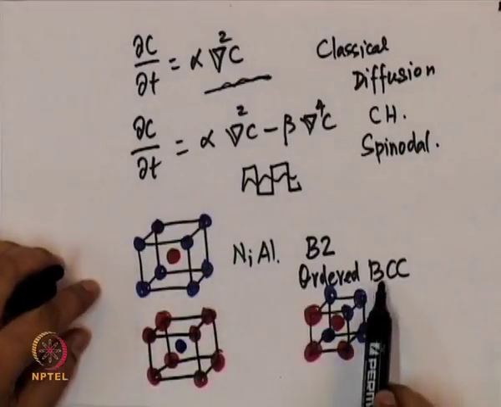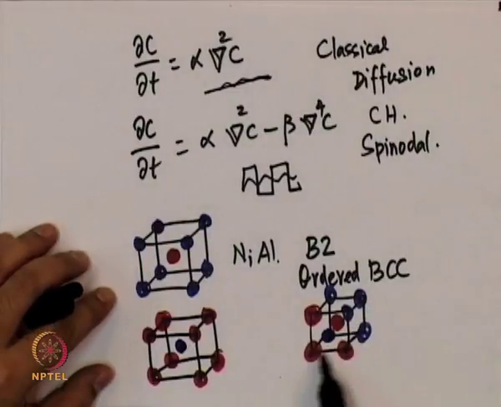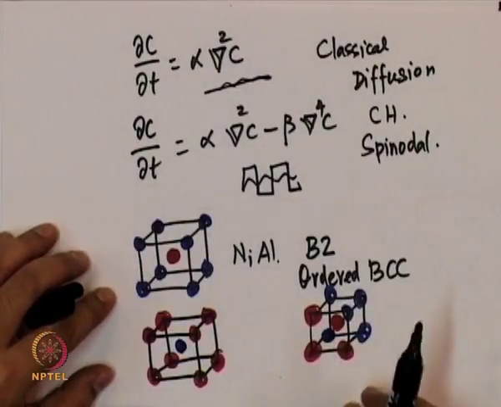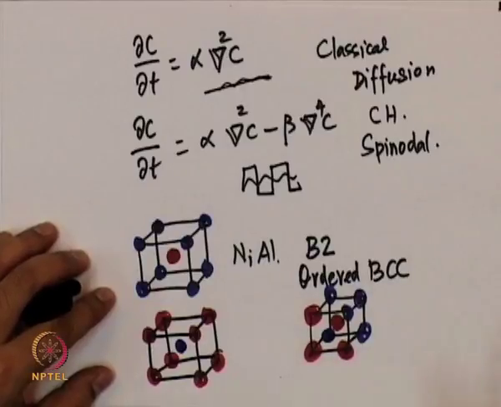So when we say ordered BCC, we mean that BCC itself is a crystal structure. There is a lattice position, and with each lattice position there is a motif associated with it, and it forms a crystal. But when we say ordered BCC, over and above the crystalline order, there is a specific preference for atoms.